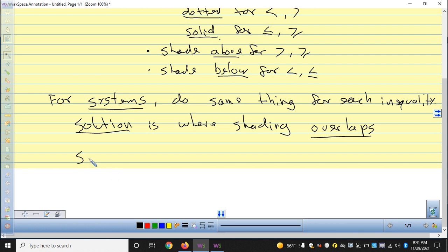And just a reminder, a solution makes all the inequalities true. So we can plug it into each of the inequalities and it will work in each of them.